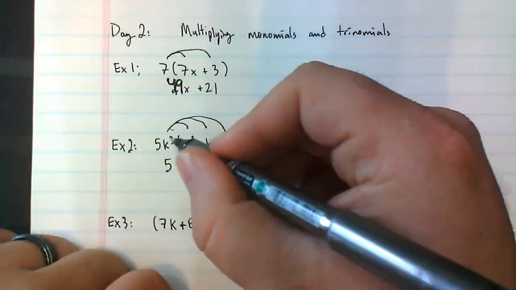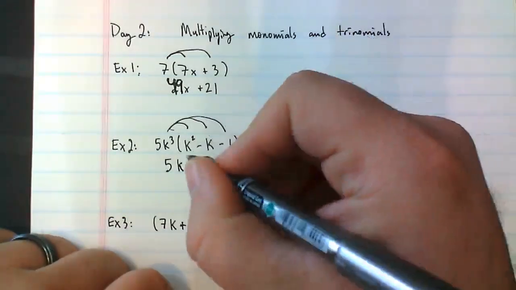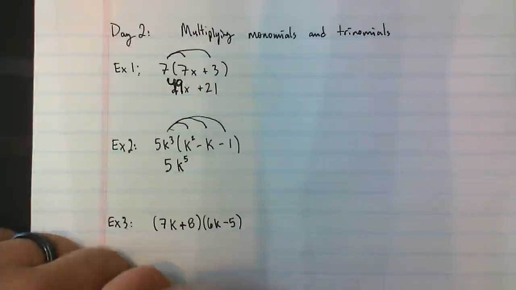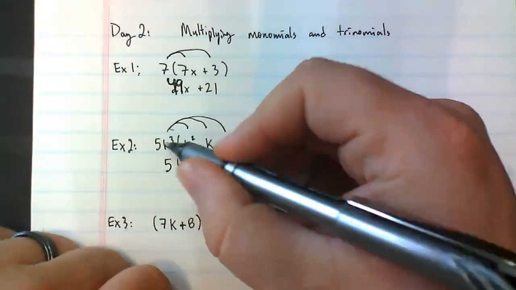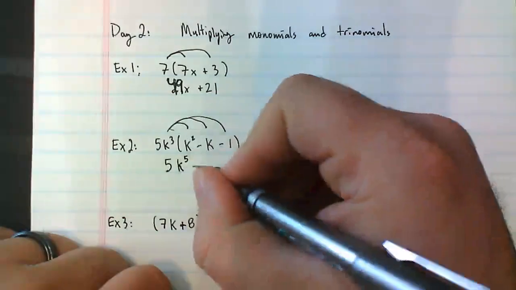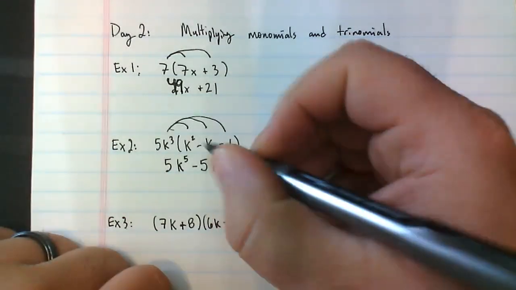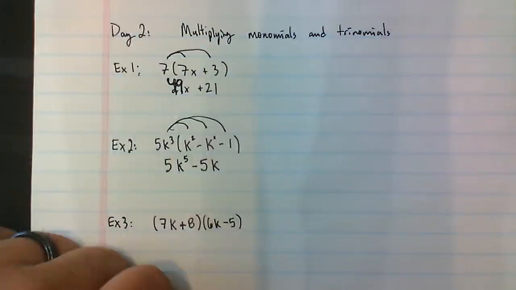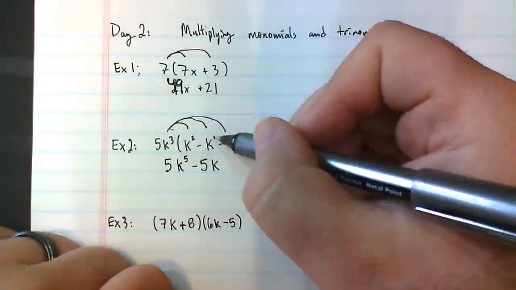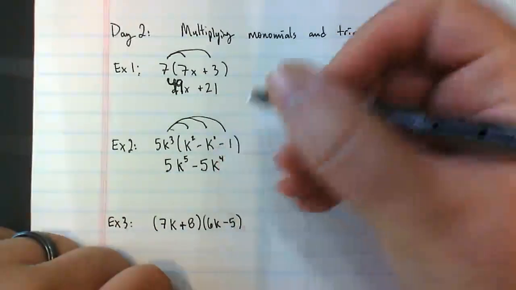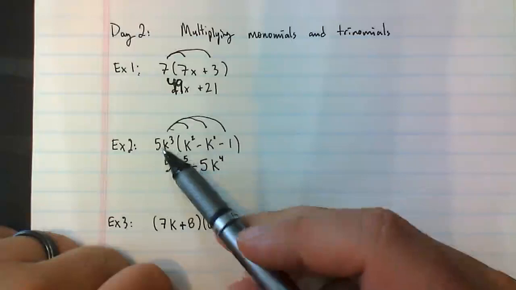So then again, if you do that again, you have 5k cubed times k. Well, that'll be 5k, and there's a little 1 there, so that would be 3. And then 5k cubed minus cubed. And that's your answer, straight up.